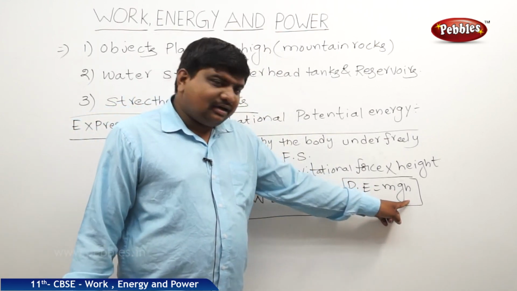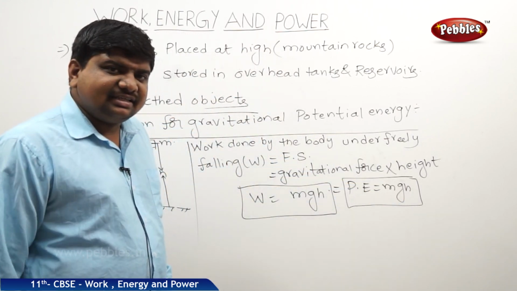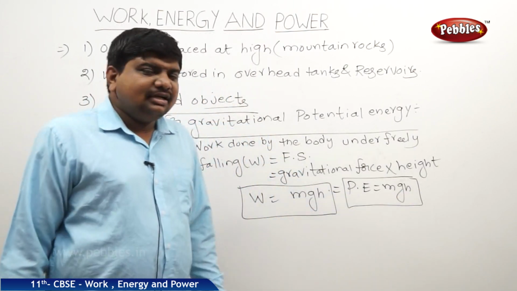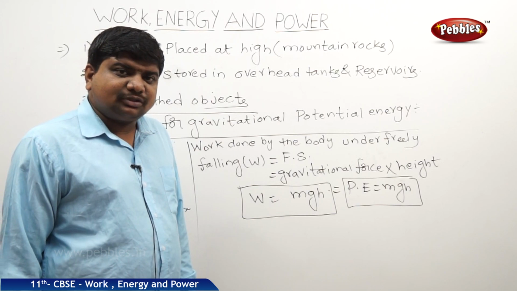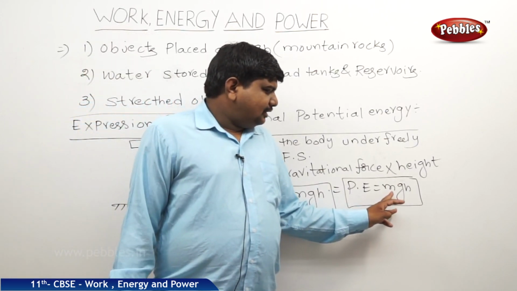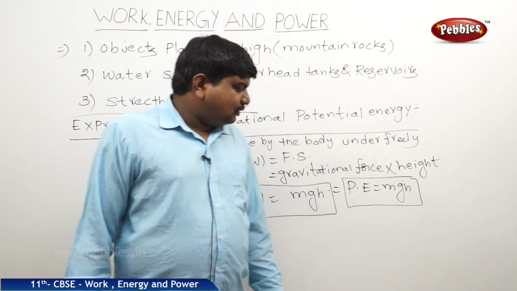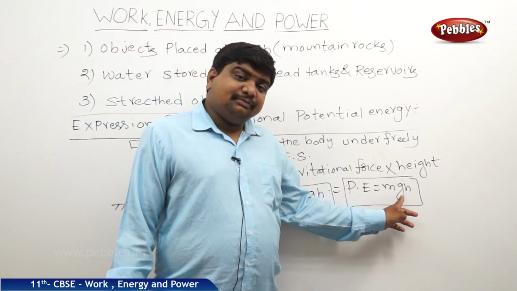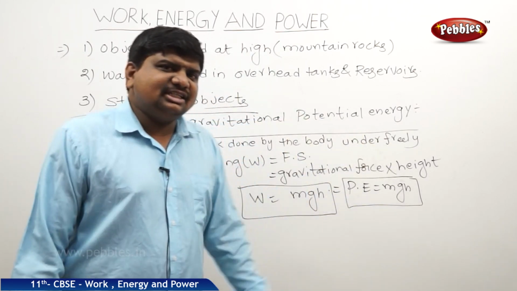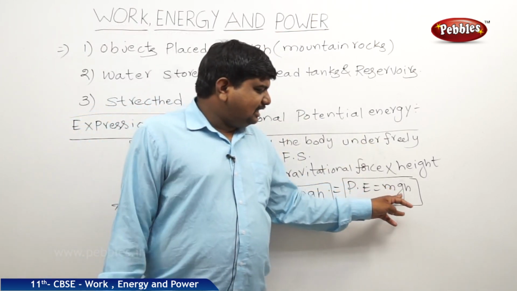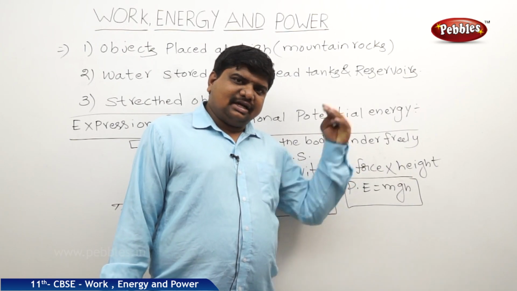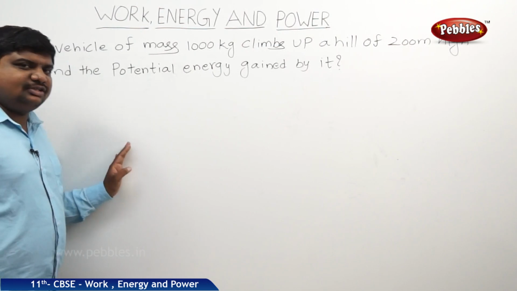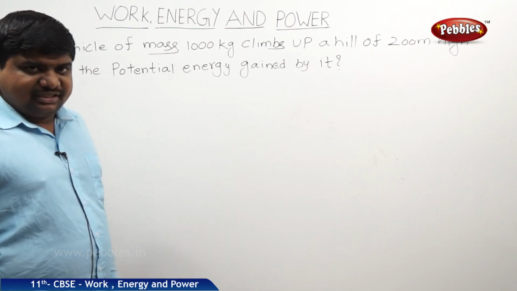If mass and g are constants, potential energy is directly proportional to h. If mass and h are constants, potential energy is directly proportional to g. If g and h are constants, potential energy is directly proportional to mass. Here g is variable: it is actually 9.8 meters per second square, but there is a variation in g with respect to altitudes and depths. Here is a problem which relates to the concept of potential energy.